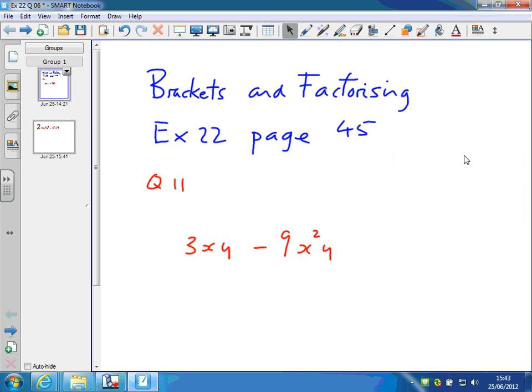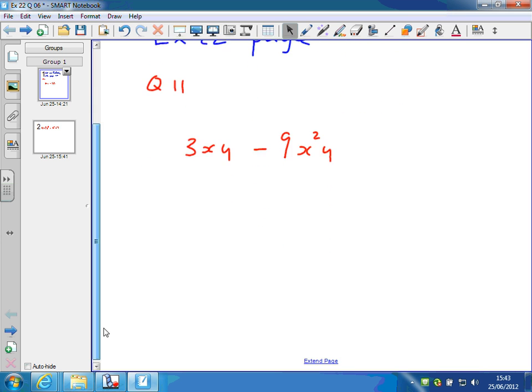Brackets and factorising, exercise 22, question number 11. That's a required question on the BTEC course, so I'm going to have a go at a couple of questions that are very similar here, and then you can try the ones in the exercise. So this first one, factorise 3xy minus 9x squared y.